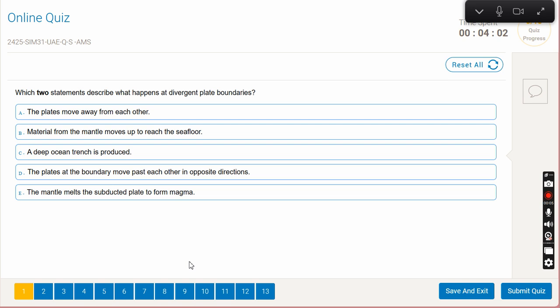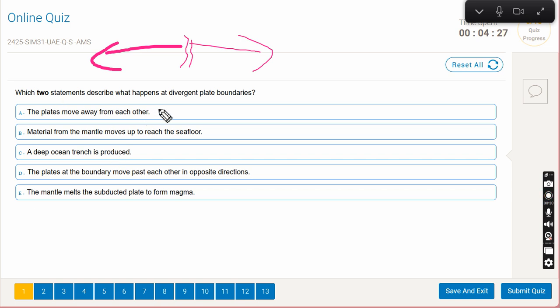Okay, so now this is for tomorrow's exam. Which two statements describe what happens at divergent plate boundaries? Remember, divergent plate boundaries go far apart. When they go far apart, they form a gap in the floor, and some magma comes to the top. When the magma comes to the top, it dries out, and a new seafloor forms, but it's a very slow process. It takes time.